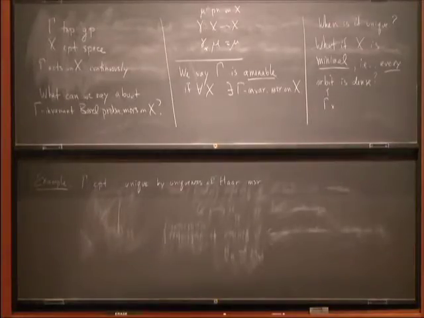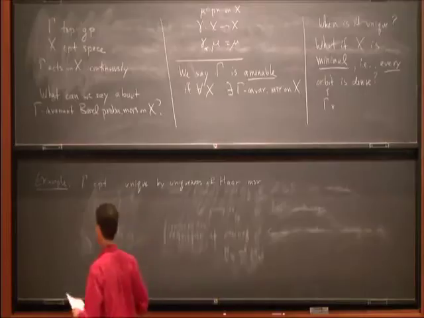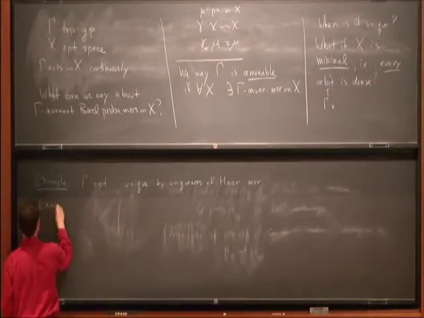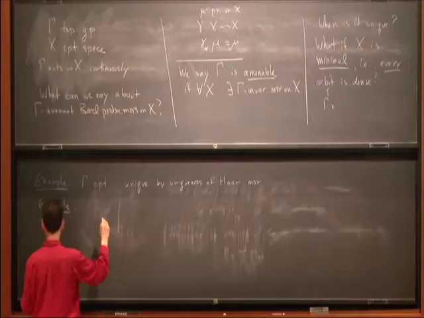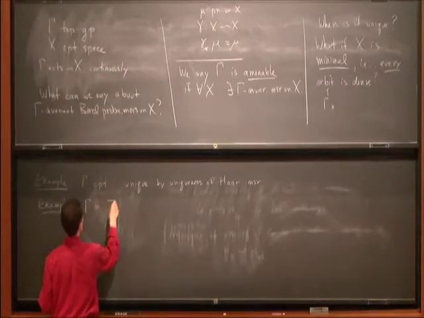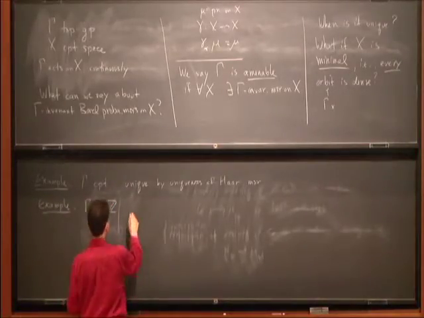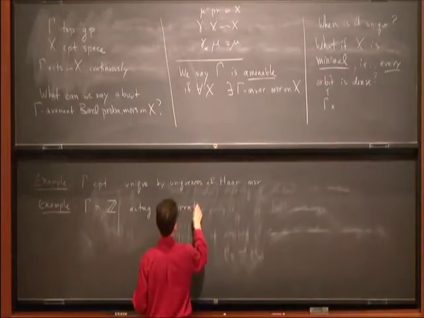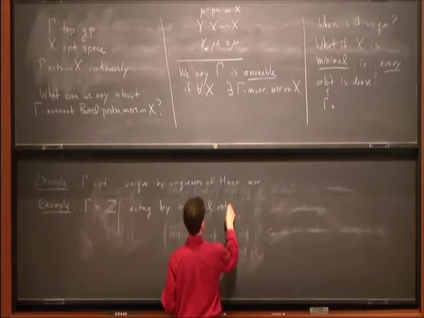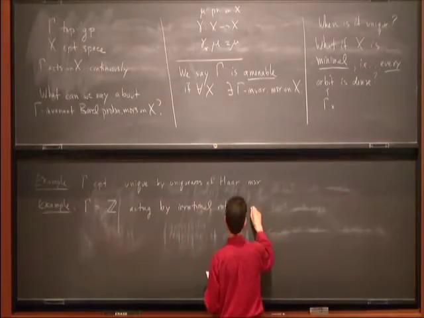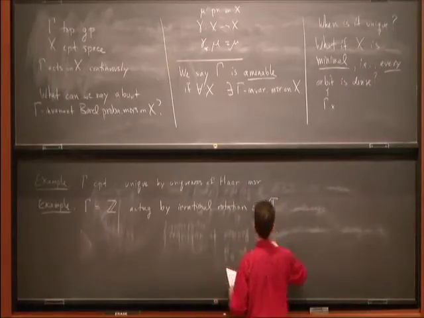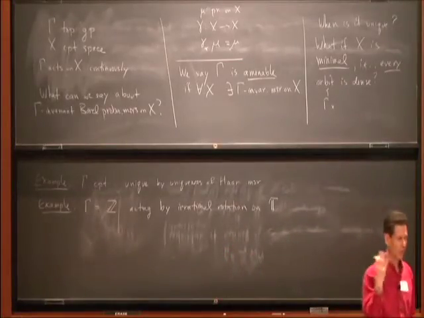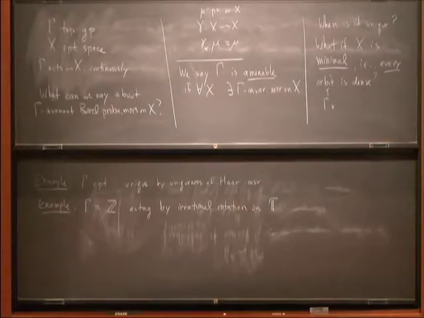Okay, so let's look at this kind of trivial case. Suppose gamma is the integers. Now let me say how it acts, by irrational rotation on a circle. So this came up earlier. You pick an irrational number alpha and add alpha to x mod 1.